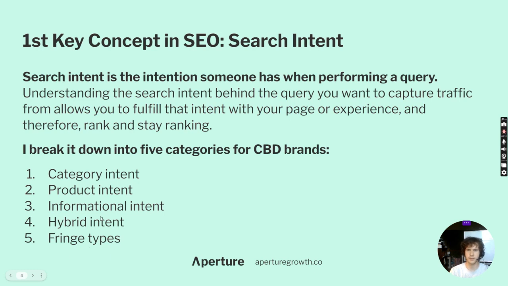And then the fifth type is kind of everything else. So an example of a fringe search intent type is navigational intent, which is to find a specific page. So if someone looks up Charlotte's Web CBD, they want to find the homepage for Charlotte's Web CBD, as in the CBD brand, right?